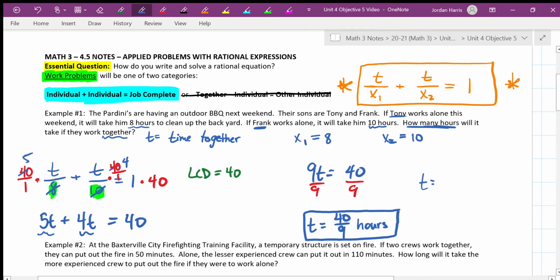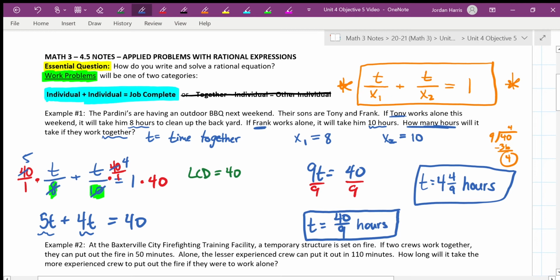Well, okay, so 9 goes into 40 4 times. So over here, I'm just going to do long division. It goes in 4 times, so I subtract 36 with a remainder of 4. If we remember what to do with our remainders, we put it over the thing we divide. So it's 4 and 4/9 hours. Okay, that one is a lot easier to understand.